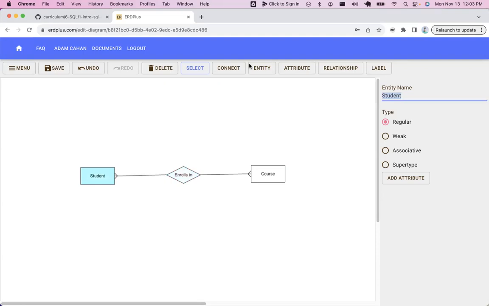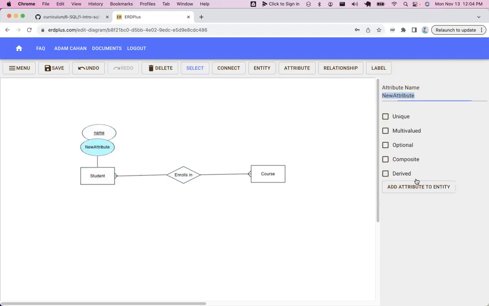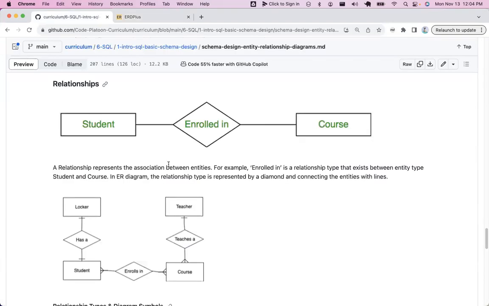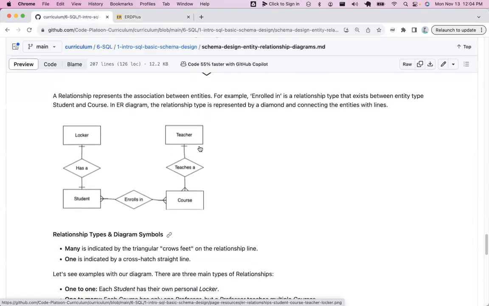And then I can add attributes. I can add an attribute, I will just call this name, and we'll just say it's unique. Actually, that's the better way to do it. You click on the entity and just add the attribute. So actually, we'll have this be email. So you can build this up very nicely, which is really just what I wanted to demo, that this is a useful tool. So we can build these relationships.